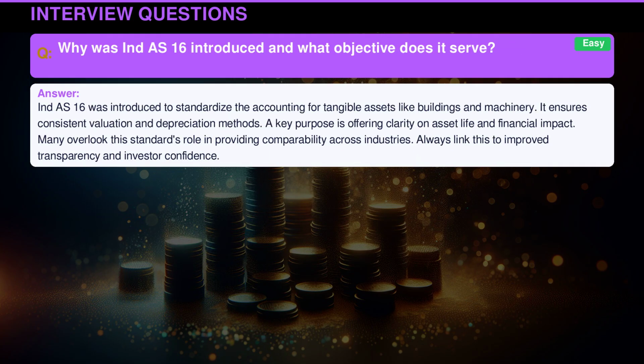Indian Accounting Standard 16 was introduced to standardize the accounting for tangible assets like buildings and machinery. It ensures consistent valuation and depreciation methods. A key purpose is offering clarity on asset life and financial impact. Many overlook this standard's role in providing comparability across industries. Always link this to improved transparency and investor confidence.